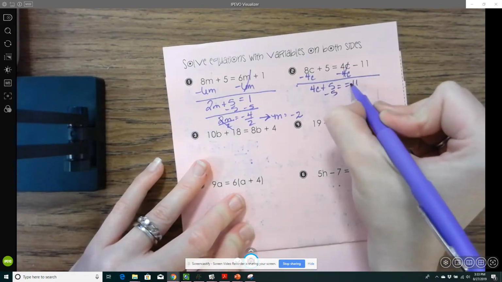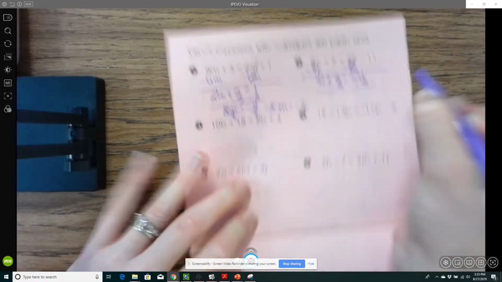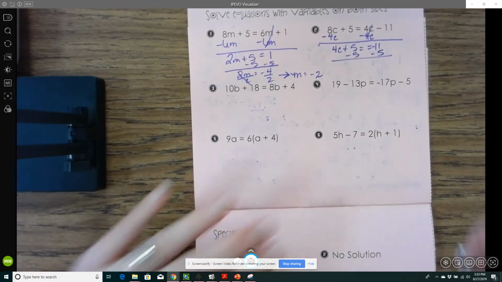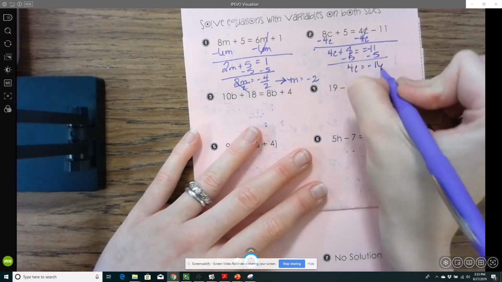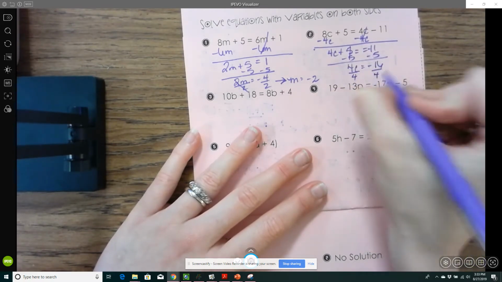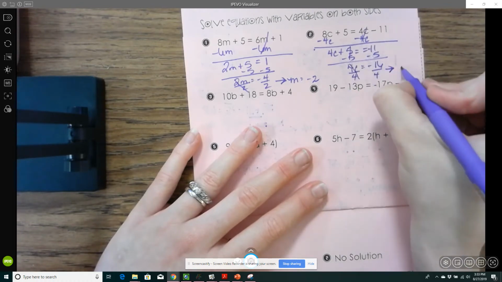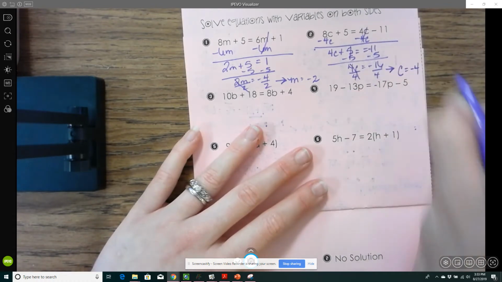Minus the 5. Oh, that should be a -11. So always watch your signs. So this would be 4c equals -16, divided by 4. c equals a -4.